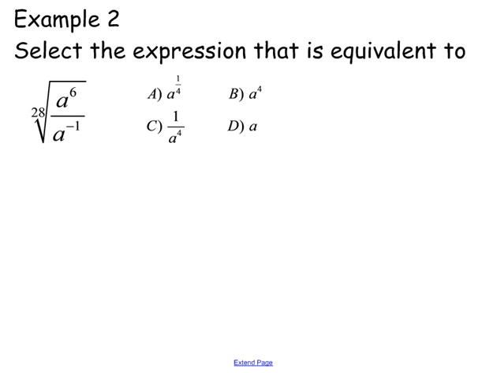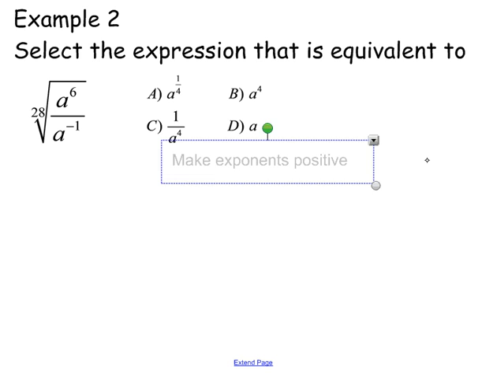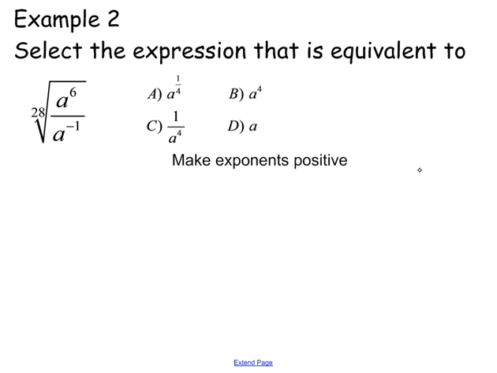Okay, example 2. Select the expression that is equivalent to the 28th root of a to the 6 over a to the negative 1. All right, so you always want to begin by making the exponents positive. So why don't we start there? To make the exponents positive, a to the negative 1 has to move to the numerator.